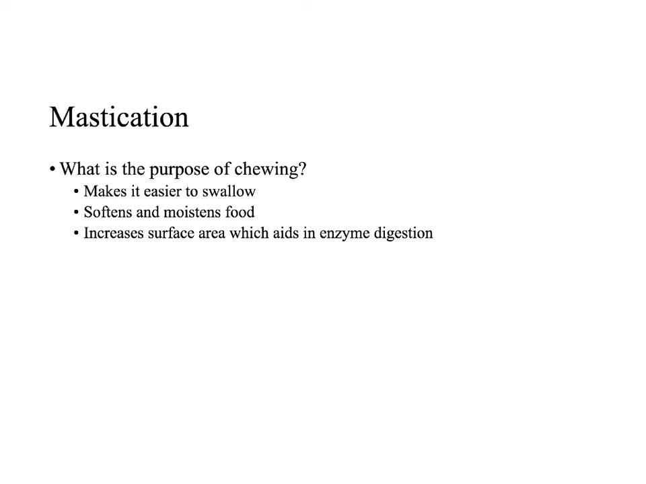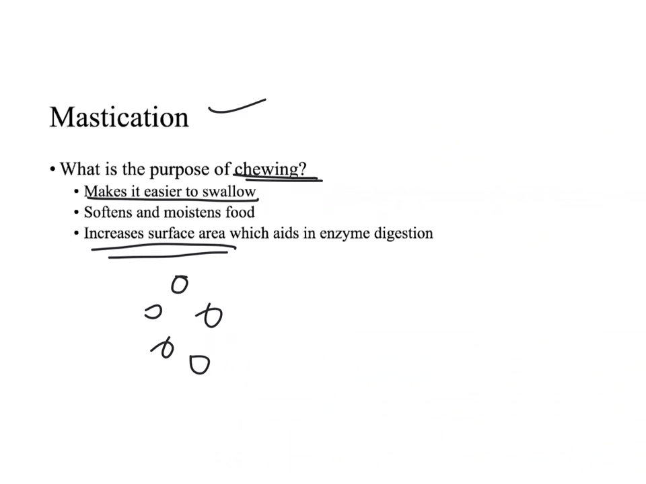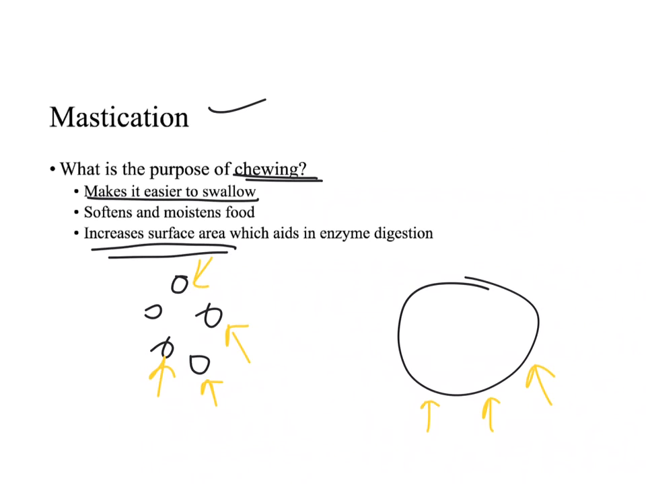Okay, then mastication is the last slide. So mastication is all about chewing. Okay, so the purpose of chewing is to make it easier to swallow the food. It's going to break it into little pieces. And what that does is it increases the surface area so that enzymes can get in and start digesting it. If it was one big clump like this, the enzymes would just have to pick away from the outside. But we want them to be able to come in from all sides and start breaking things down.